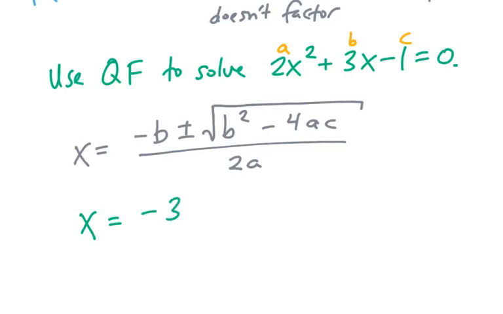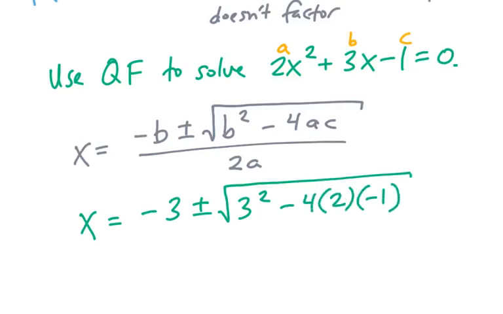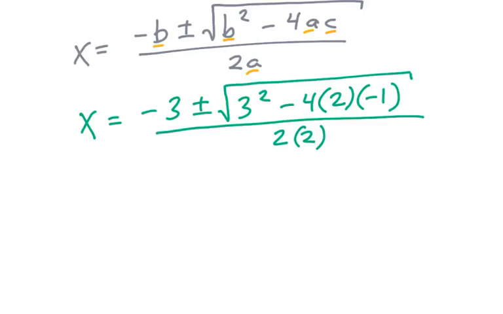That means I'll get negative 3 plus or minus the square root of 3 squared minus 4 times 2 times negative 1, all divided by 2 times 2. So I'm just carefully plugging in our values for a, b, and c. And I'll just continue simplifying for a moment so that we obtain the two other solutions here. All right, continuing on, we get negative 3 plus or minus something under the radical divided by 4. Under the radical, I see a 9.